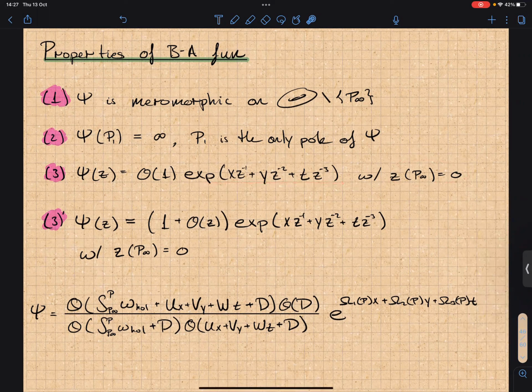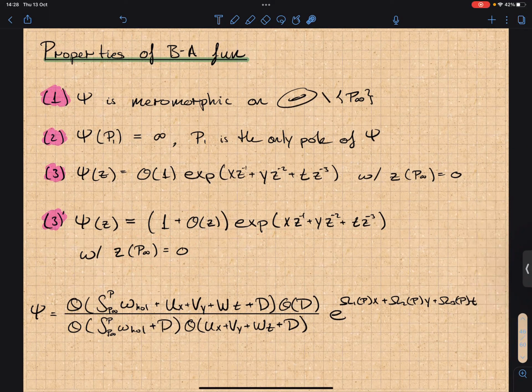And we can actually be more precise and say that the behavior near the essential singularity is going to be 1 plus big O of C, times this essential singularity as we approach the P infinity point.